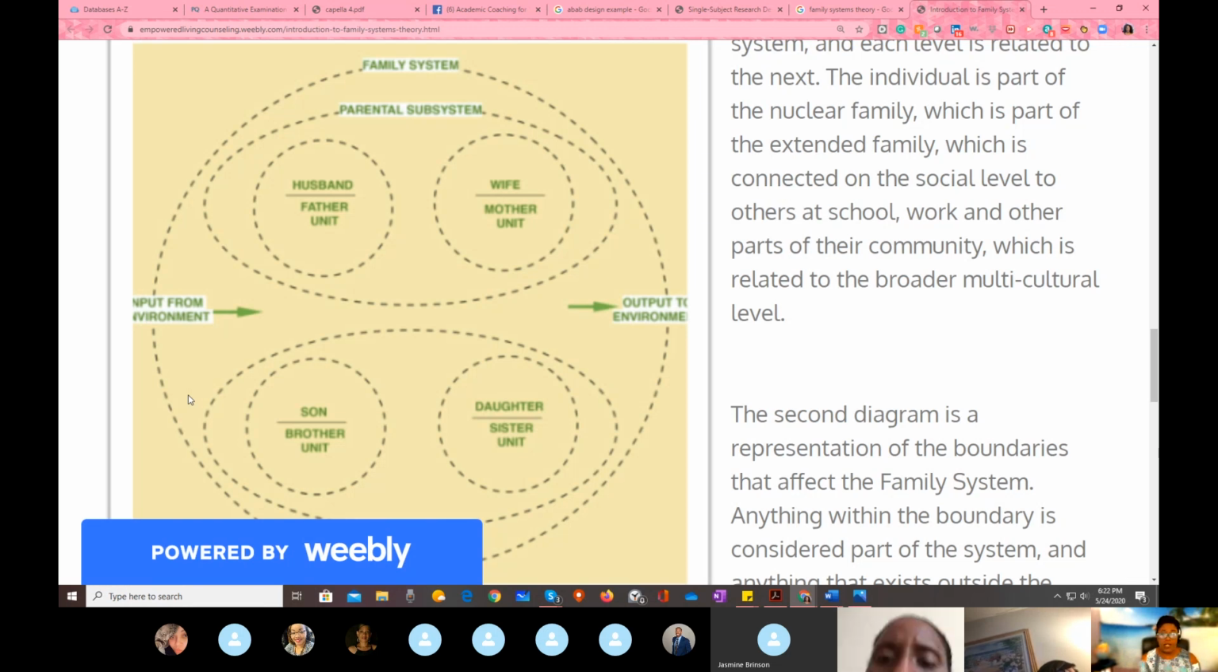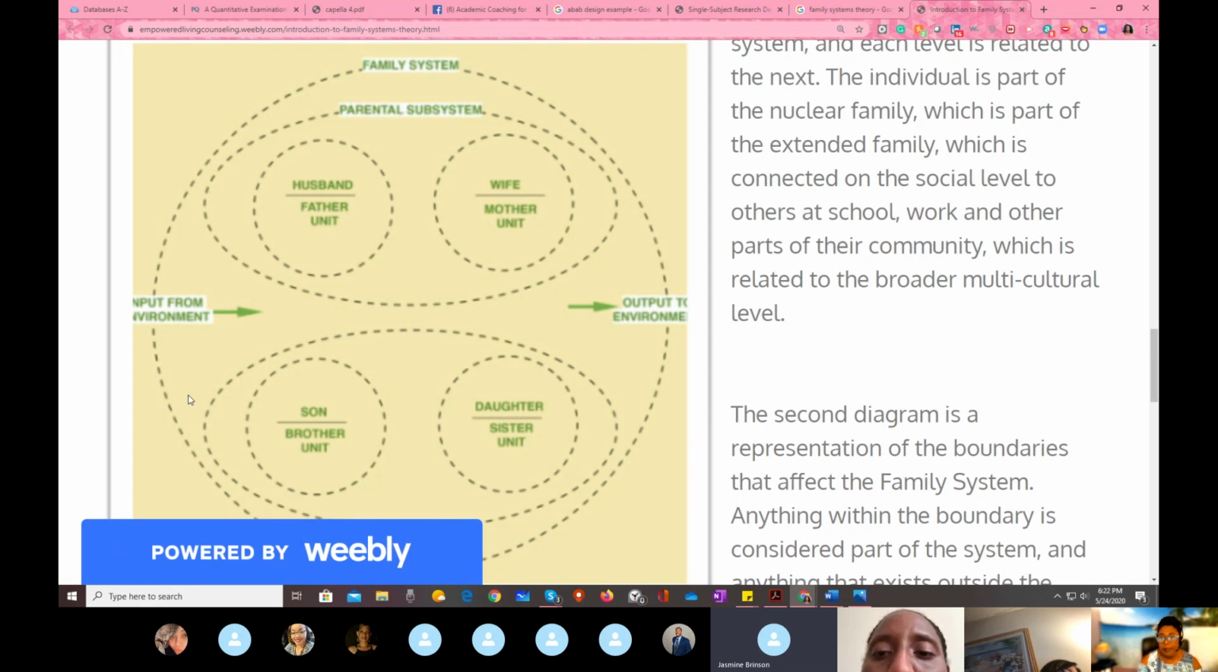Negative entropy is Susie the social worker coming along to save the day. She brings in some support. Dad goes to AA. We put mom in a domestic violence shelter. The kids get some family therapy. So negative entropy is stopping the dying process. Okay? That is family systems theory.